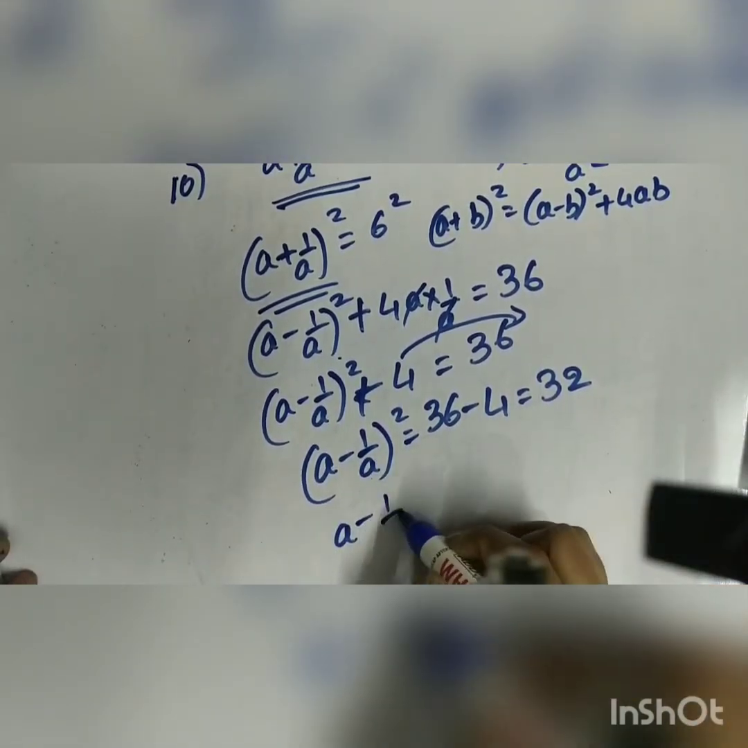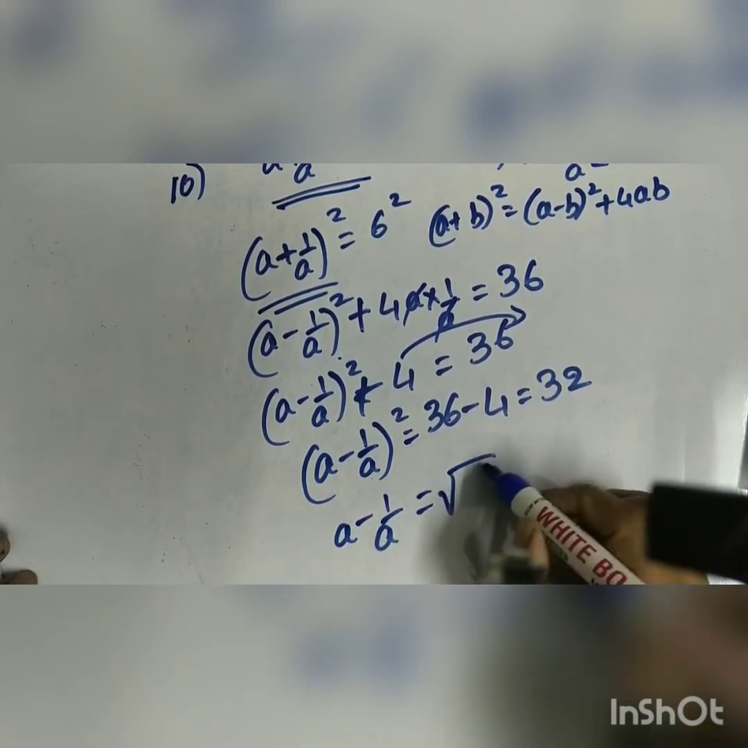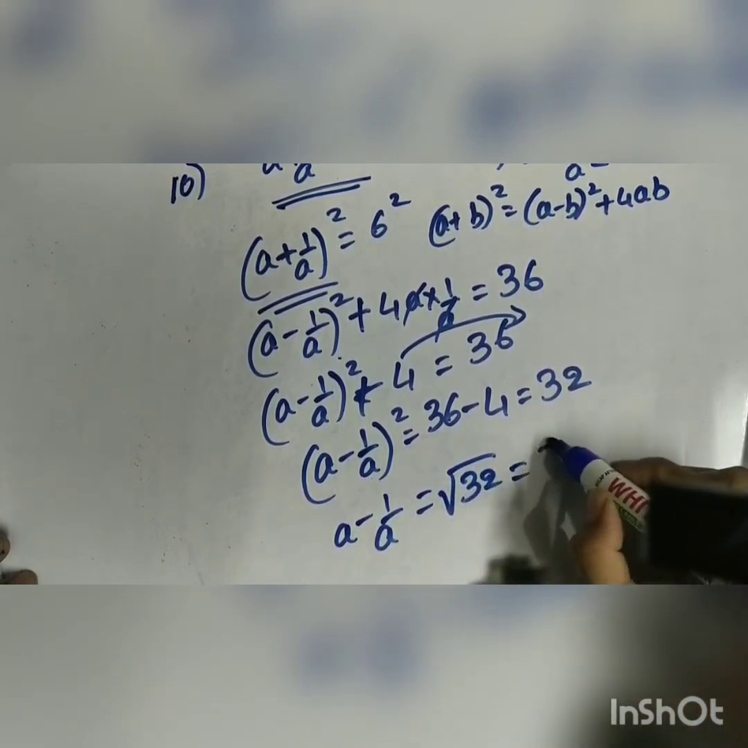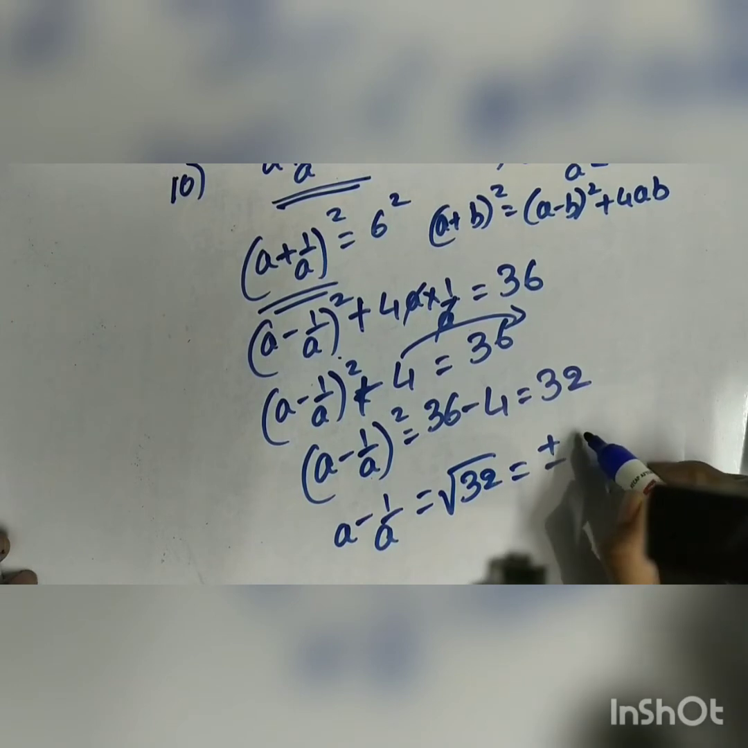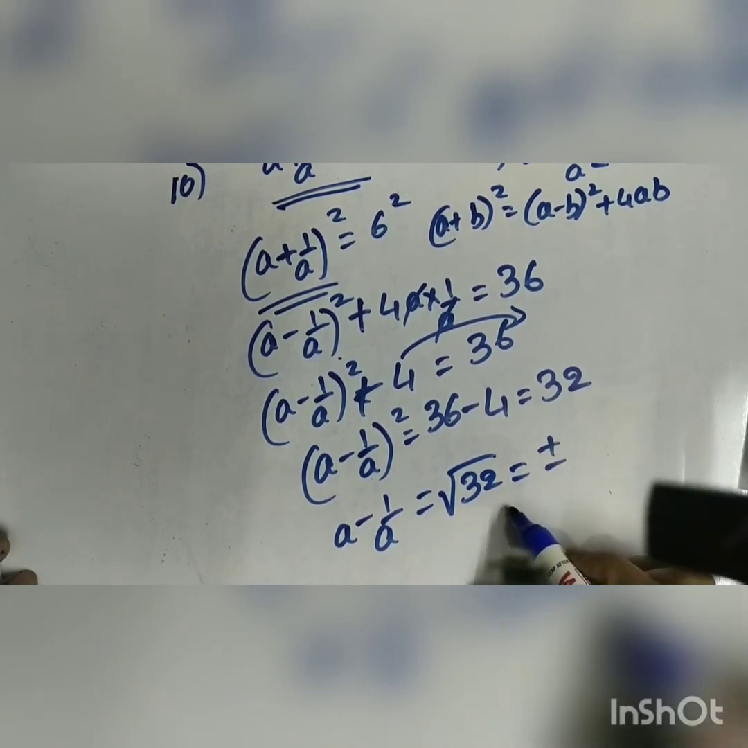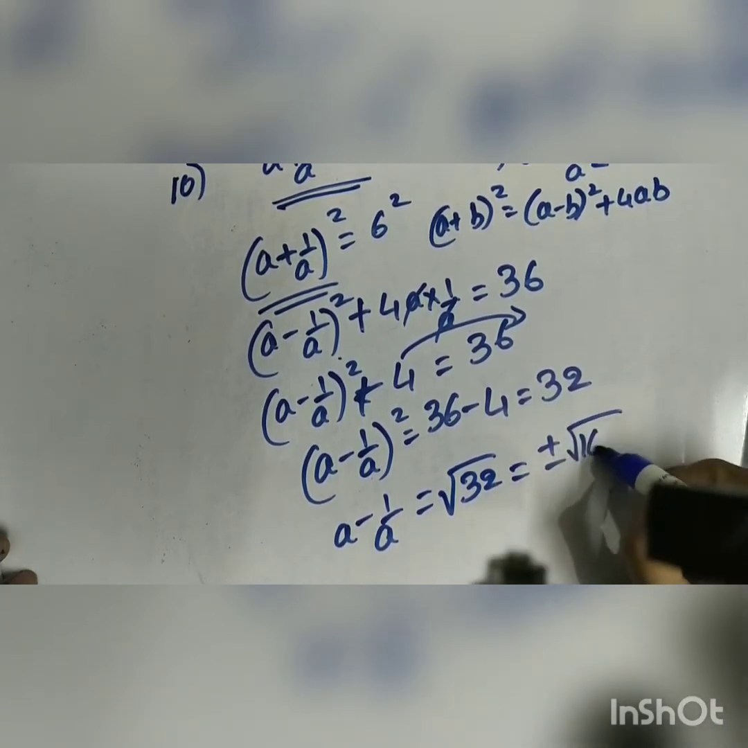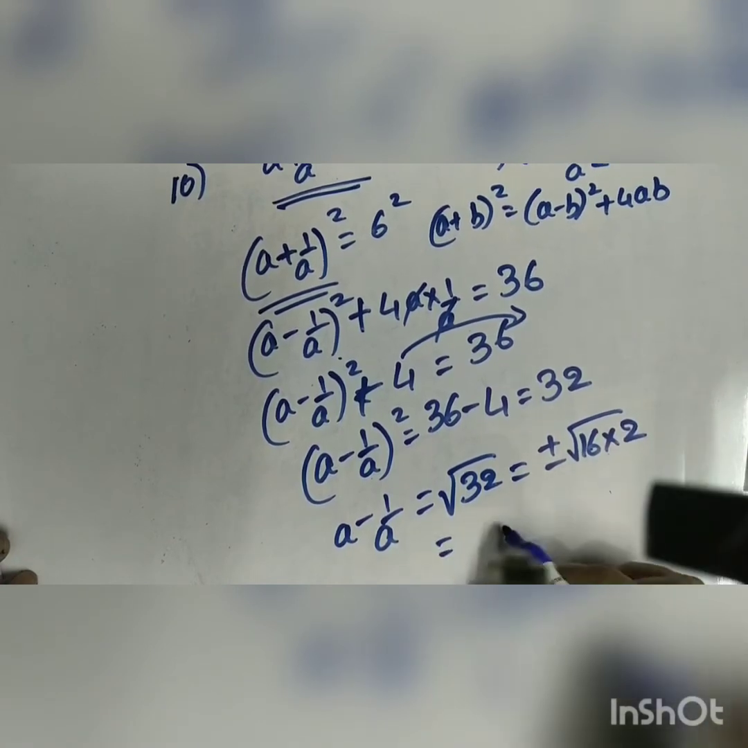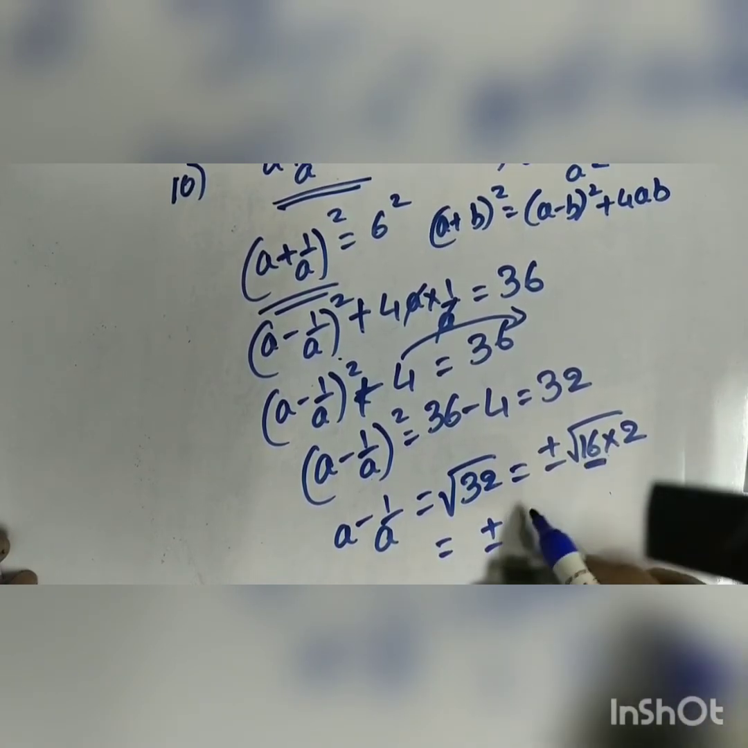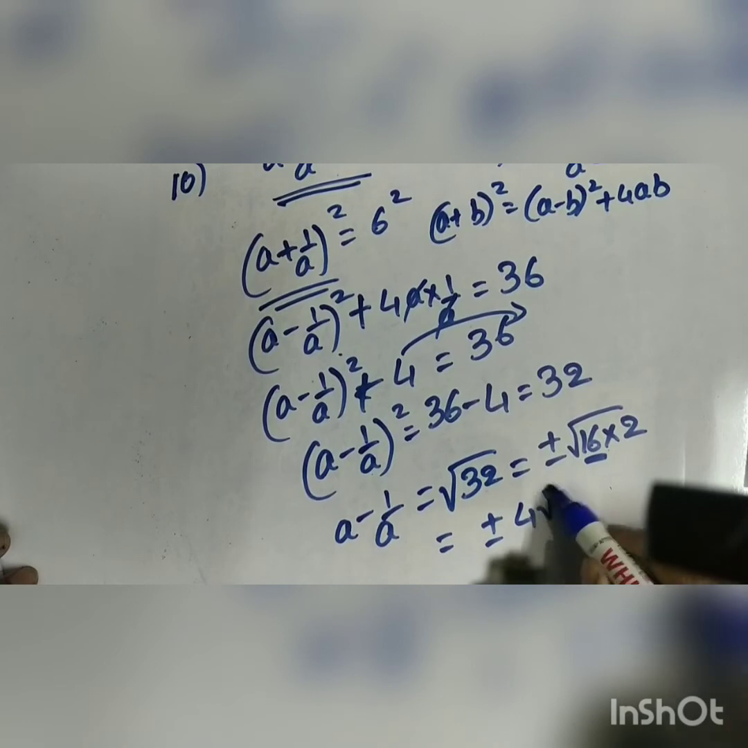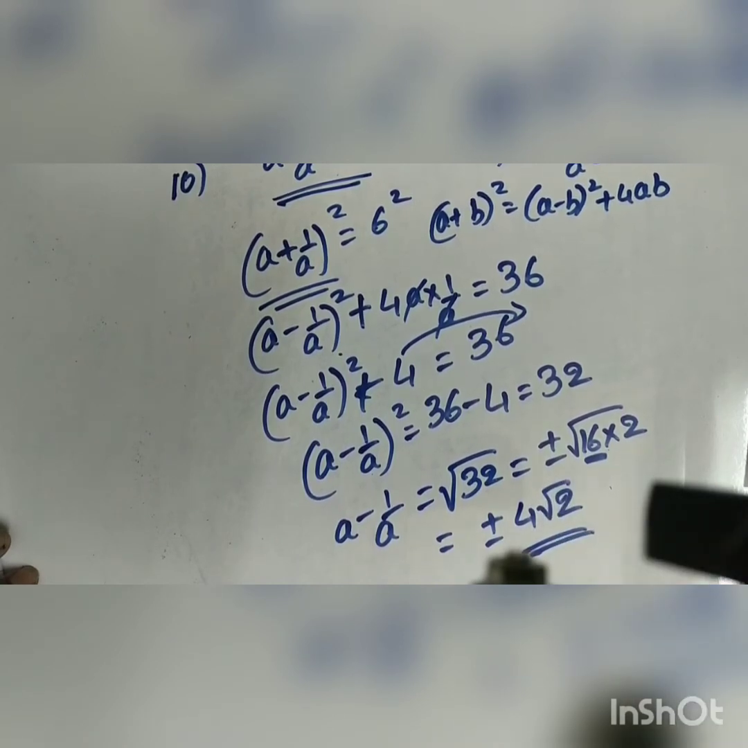So if we keep just a minus 1 by a, square root of 32 will give the answer, plus or minus. Square root of 32 can be written as square root of 16 into 2. Further, 4 comes outside, so 4 square root 2. This is the final answer.